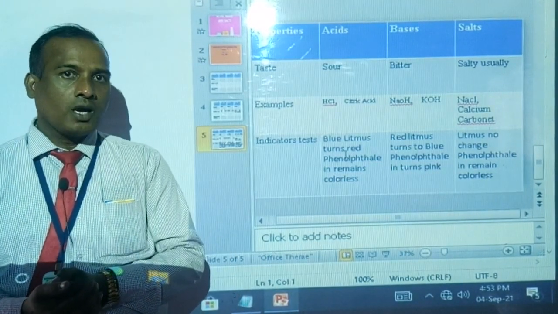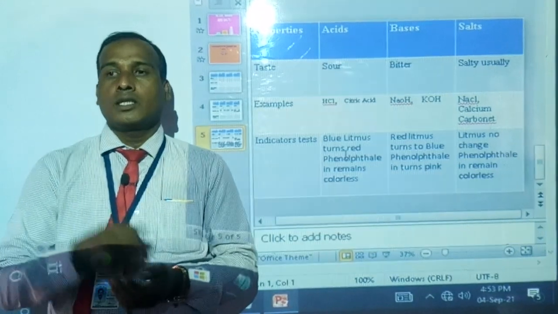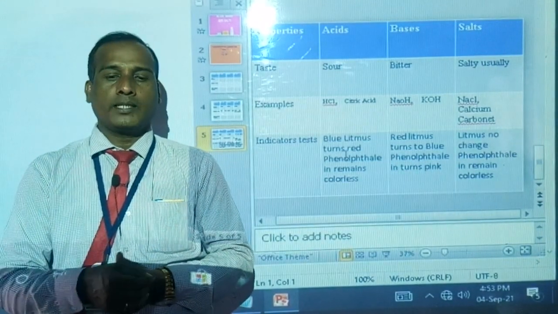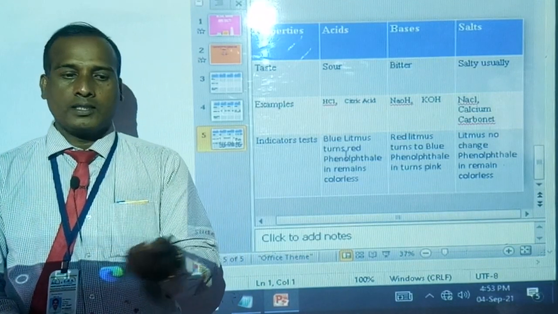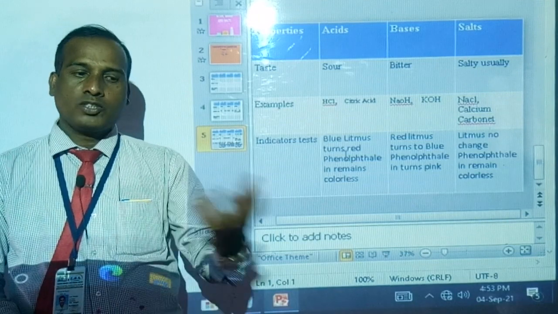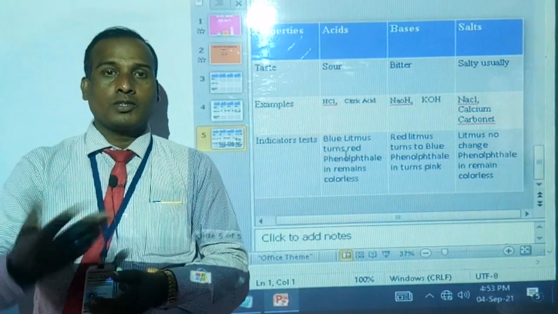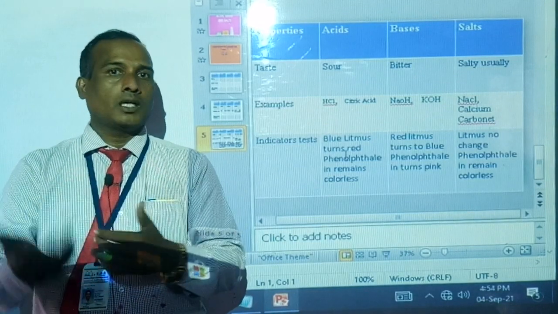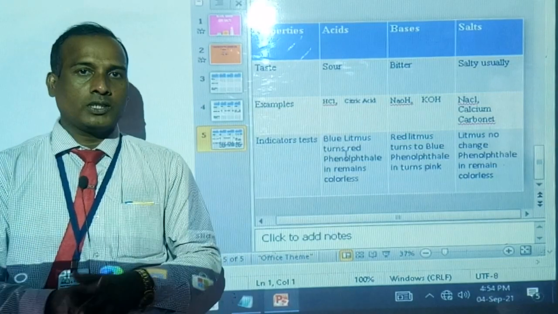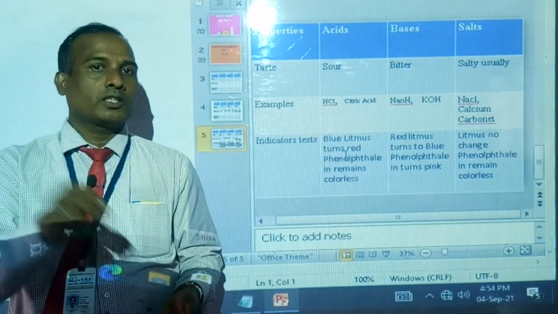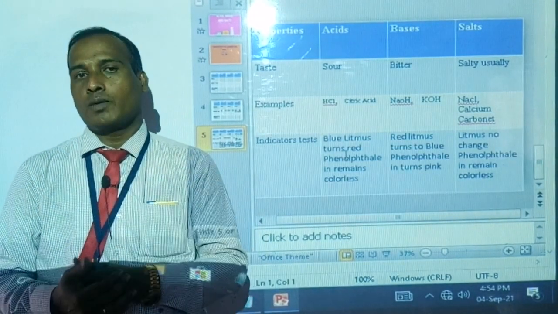Okay friends, I hope you can also enjoy this at home by using natural indicators like turmeric. You can test soap solution and other things like vinegar and salt solution. When you add it to soap solution, it changes to pink-brown. If you put it in vinegar there is no change, and in salt solution no change. Okay, you see and enjoy, and whatever feedback you have, please inform me. Thank you all of you.